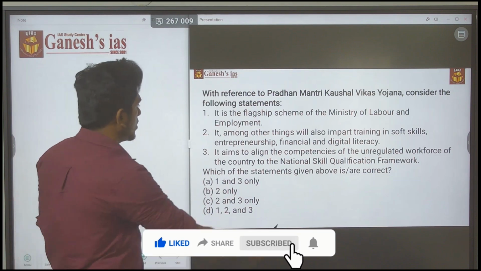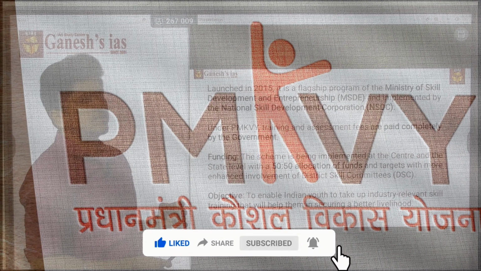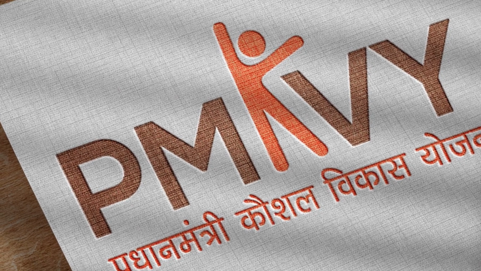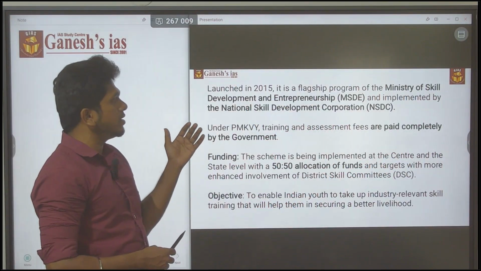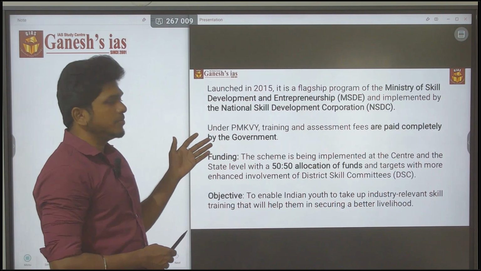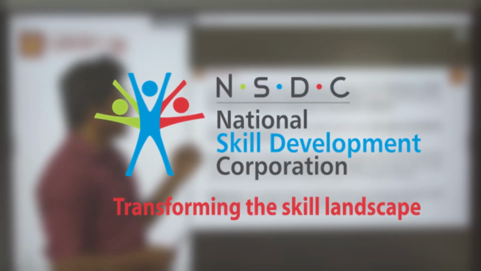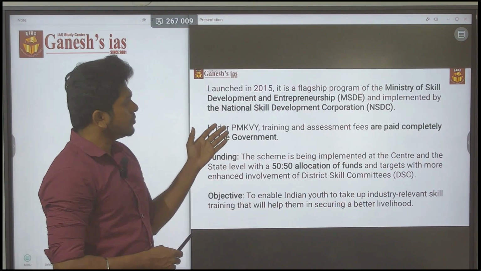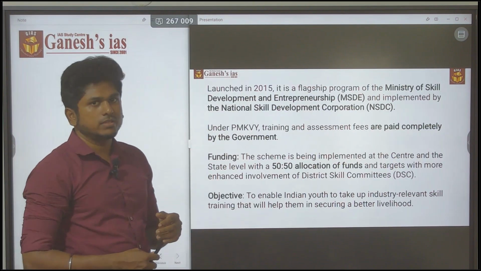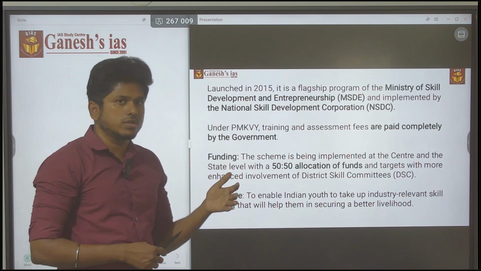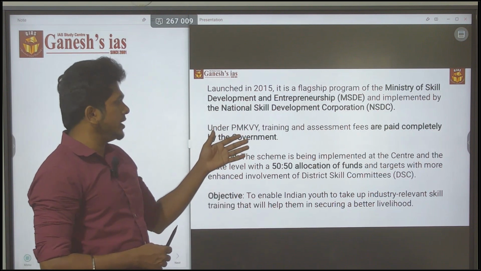Now we are going to discuss what this Pradhan Mantri Kaushal Vikas Yojana is. It is the flagship program of the Ministry of Skill Development and Entrepreneurship, implemented by the National Skill Development Corporation. The fees are paid completely by the government. The training program given under the Pradhan Mantri Kaushal Vikas Yojana is fully borne by the government.